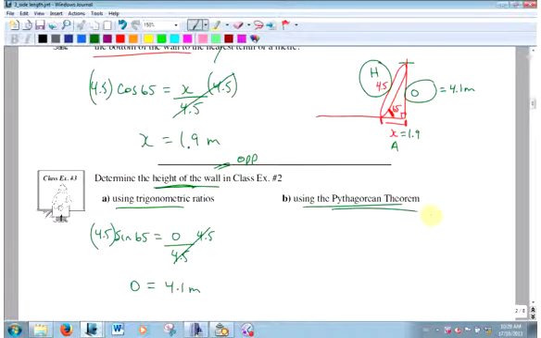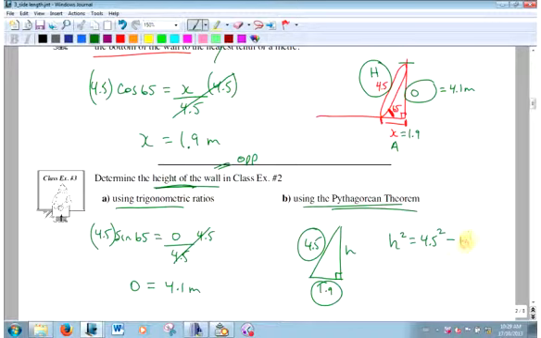Can we do it with Pythagoras though? Sure, let's redraw a triangle. I know that's 4.5. I think this is 1.9, at least that's what I got. How do I find out the height? Is this a leg I'm trying to find, or is it the hypotenuse? It's a leg. So h squared is c squared minus the other leg squared. Put that on your calculator. We should get 16.63. Don't round it, because we have to take the square root of it.